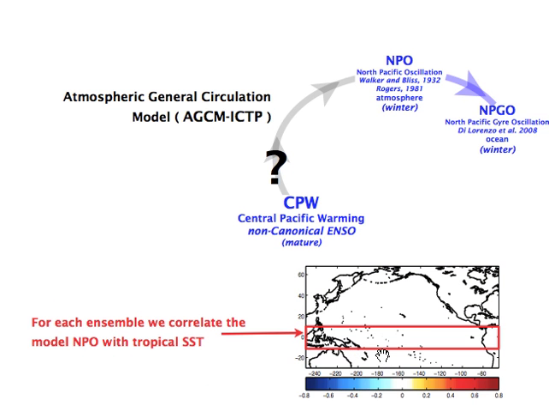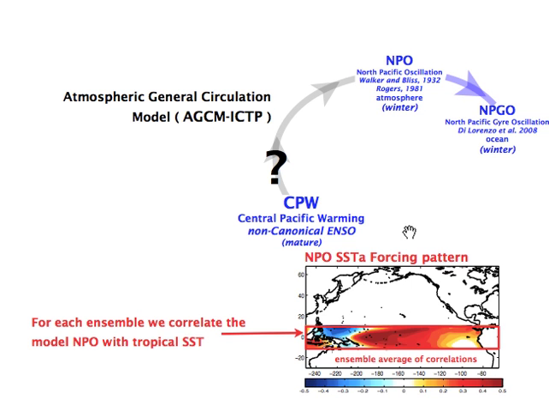Now for each of the ensemble members, we correlate the model NPO with the tropical sea surface temperature so that we can extract the pattern of sea surface temperature that drives variations in the NPO in the extratropics. So here is the pattern of correlation that comes from averaging all the correlation patterns of each realization of the model. And we'll refer to this as the NPO SSTA forcing pattern. The correlations here have maximum loading in the Central Tropical Pacific, and these correlations are all significant given that we have integrated in our correlation average both the signal and the noise of each of the ensembles.